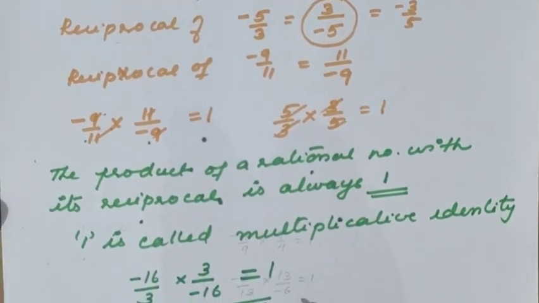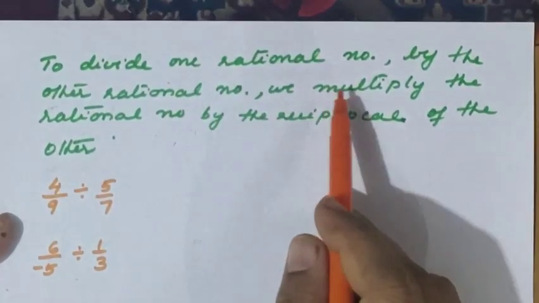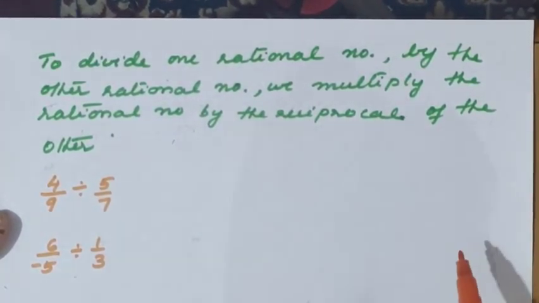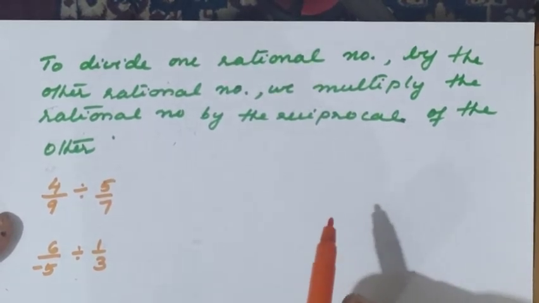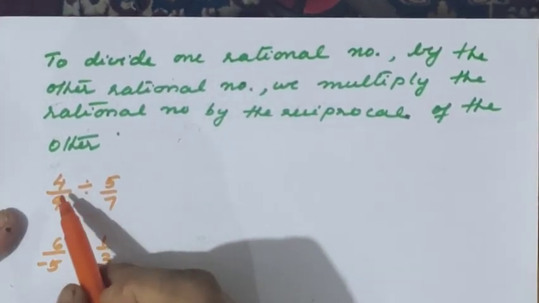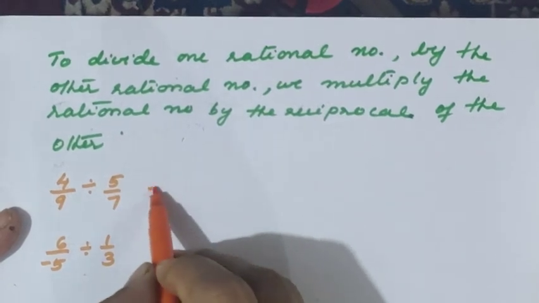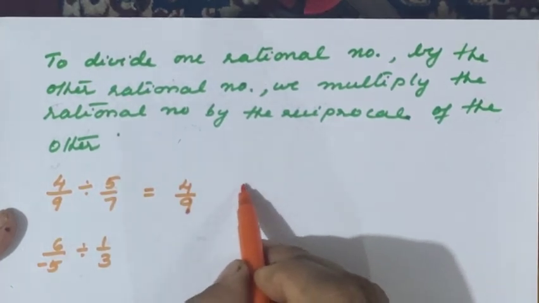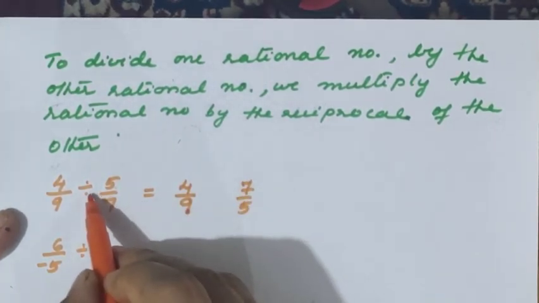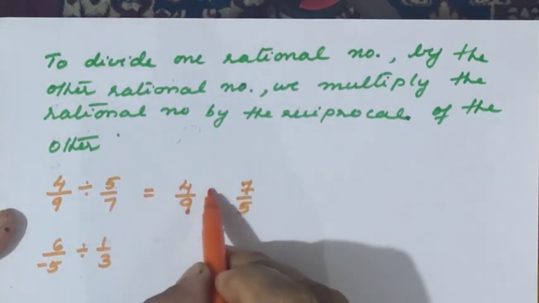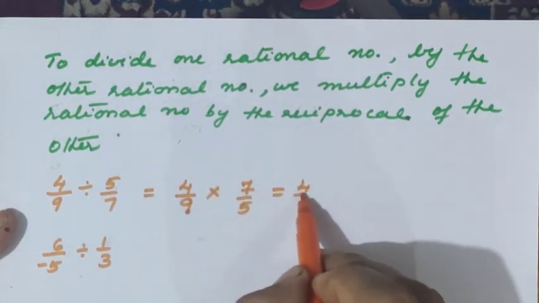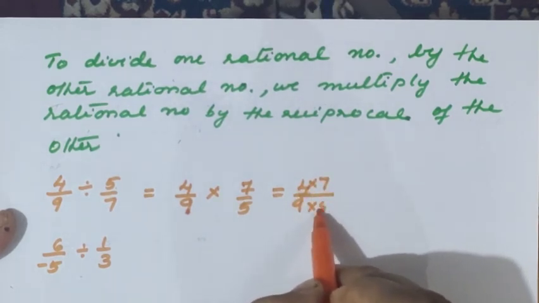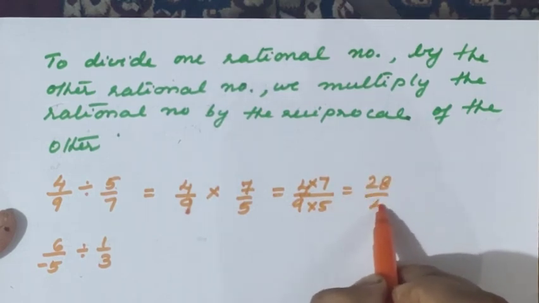Now we can go for the division. To divide one rational number by another rational number, we multiply the rational number by the reciprocal of the other. We already learned the same concept in fractions, I just have to explain it. So 4 by 9 divided by 5 by 7 is equal to 4 by 9, no change. The reciprocal of 5 by 7 is 7 by 5. Next, division is changed into multiplication. So 4 by 9 into 7 by 5 means numerator into numerator by denominator into denominator. So 28 by 45, right?